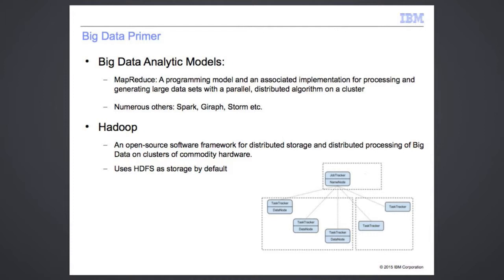Looking at some of the other models, they all, at a high level, try to pursue the concept of parallel processing, but they have different emphasis. Spark is more focused on in-memory computing, on algorithms that iterate many times. Giraffe is more focused on graphs, and Storm is more focused on receiving a stream of data live and then processing it as it comes. Okay?